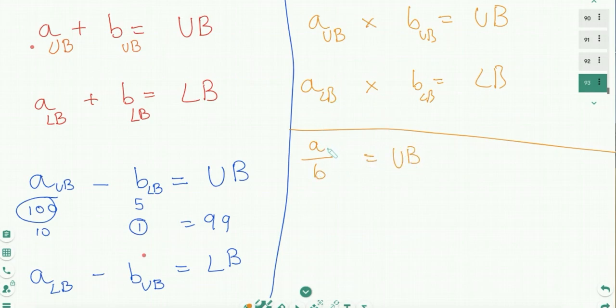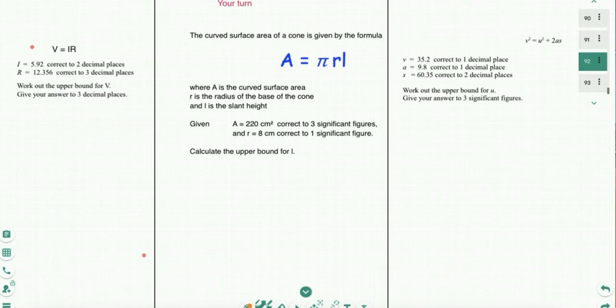We want to have the most number of sweets divided by the least number of people, so each person has a lot of sweets. And on the flip side, if we're doing A divided by B and we're trying to find the lower bound, we're trying to find the lowest number of sweets per person. There has to be very few sweets shared between as many people as possible. So lower bound divided by upper bound. Which is just a little cheat sheet you can use when it comes to bounds. But instead of trying to memorize it, just try and understand what's going on, okay? And yeah, try these questions over here.